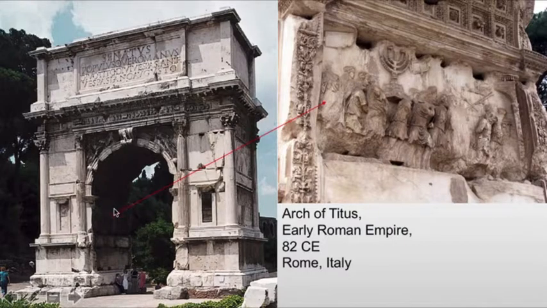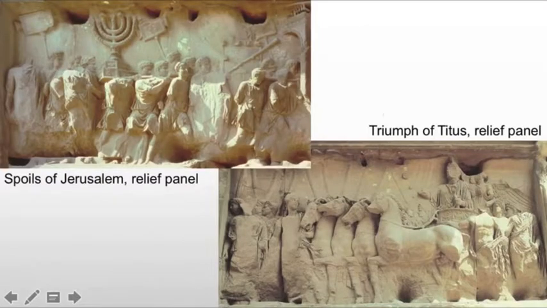And what we're going to be looking at is inside, there's a panel on either side on the inside of this arch. And it looks something like this, and actually, here they are. We see the spoils of Jerusalem and the triumph of Titus. Now, the spoils of Jerusalem, we see them bringing back, was clearly a menorah, and this is carved into a piece of limestone or marble.